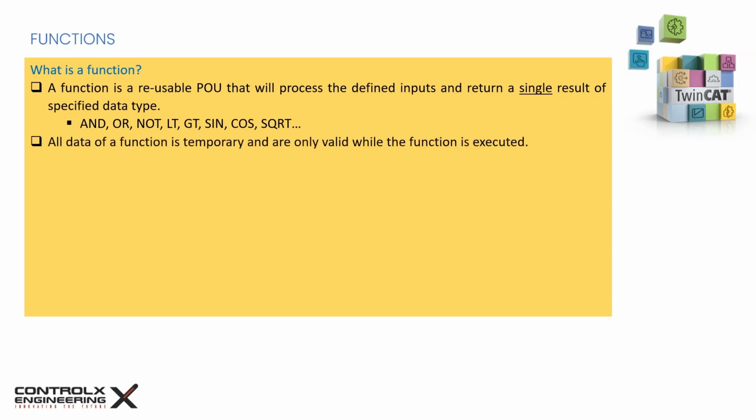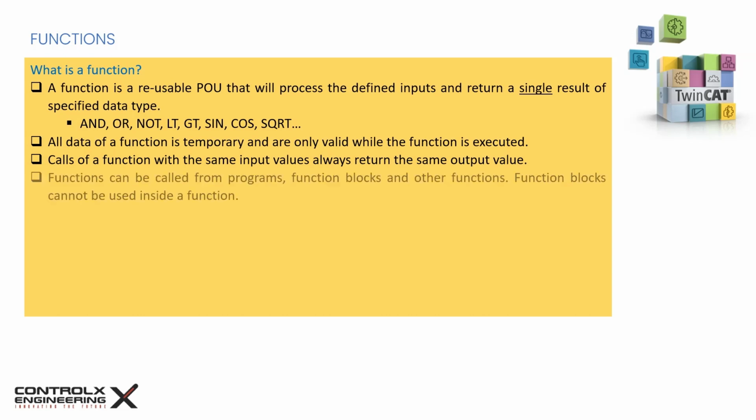A function does not have any memory space, therefore all data of a function is temporary and only valid while the function is executed. This means that TwinCAT clears all variables declared in a function each time the function is called. Calls of a function with the same input always return the same output value. Functions can be called from programs, function blocks, and even other functions. However, function blocks cannot be used inside a function.